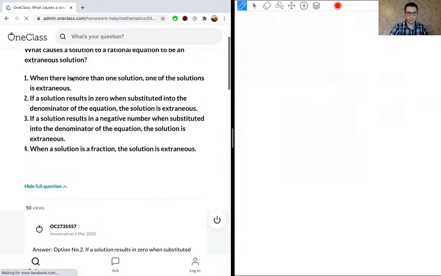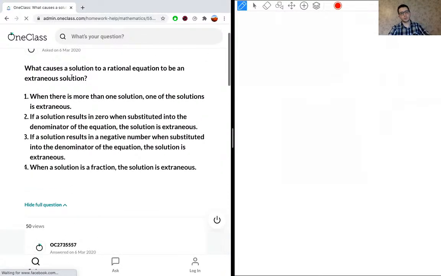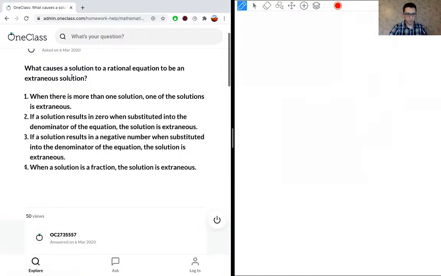The question here: what causes a solution to a rational equation to be an extraneous solution? And it gives us 4 options.